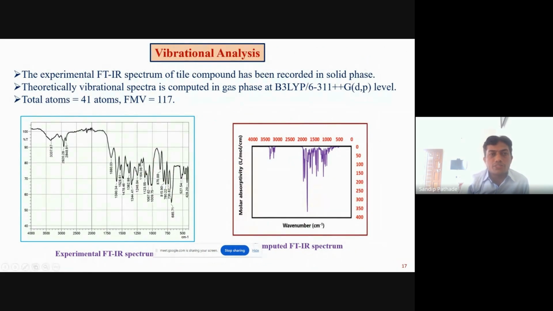The vibrational analysis of the synthesized molecule. We take the FTIR spectrum of the title compound that is recorded in the solid phase, while the theoretical vibrational spectra is computed in gas phase at the B3LYP level with the 6-311++G(d,p) basis set. The total number of atoms present in this molecule is 41. Therefore, the total fundamental modes of vibration is 170 according to the formula 3N minus 6. And this is the experimental FTIR spectrum, and this is the computed FTIR spectrum.